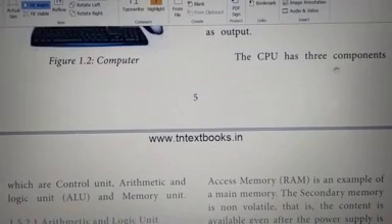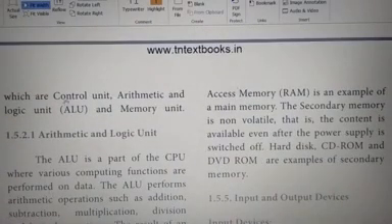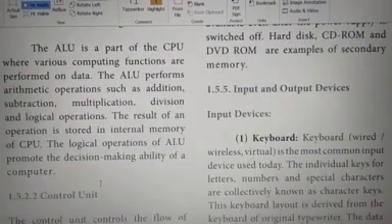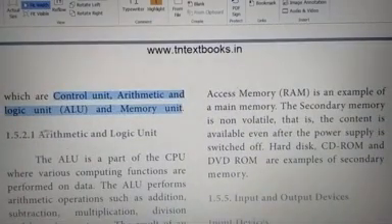The CPU has three components, which are the control unit, arithmetic unit and logical unit. These three components are very important: control unit, arithmetic unit and memory unit. So we will discuss the control unit, arithmetic unit and memory unit. Okay, in the next video I will put all of this.